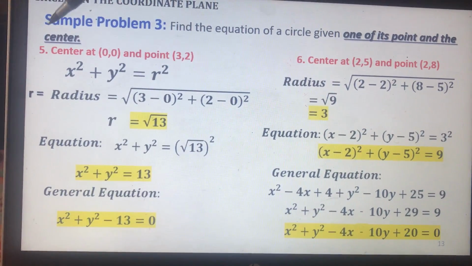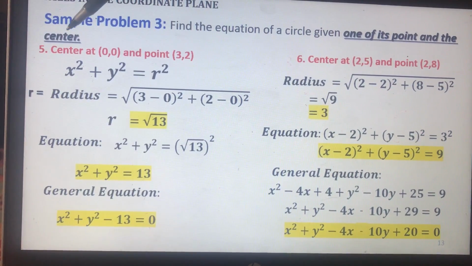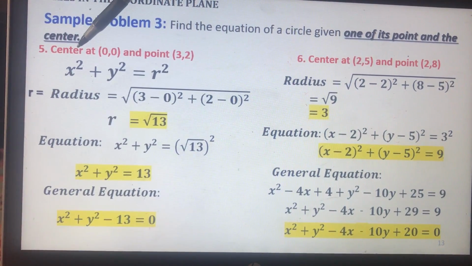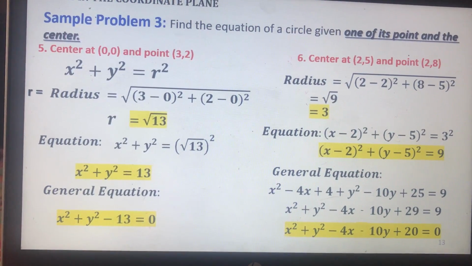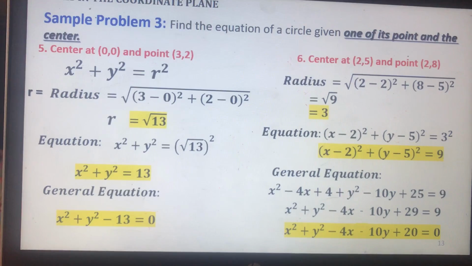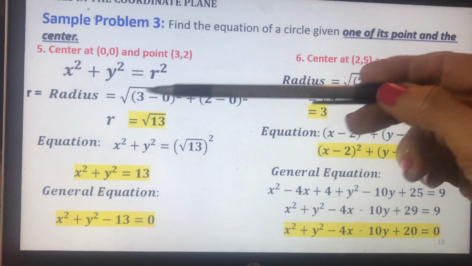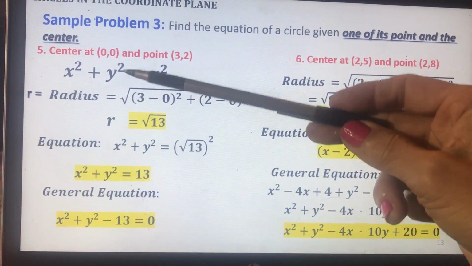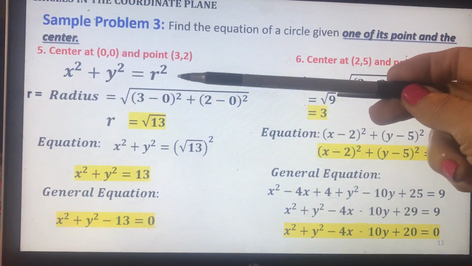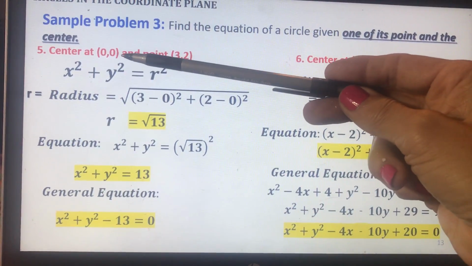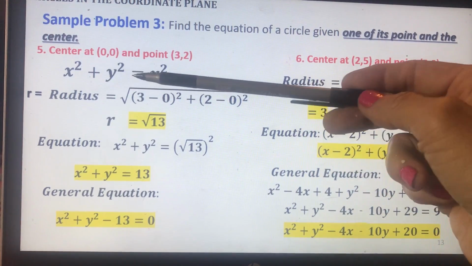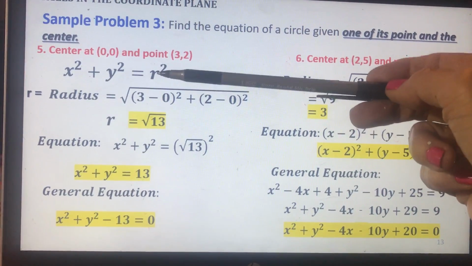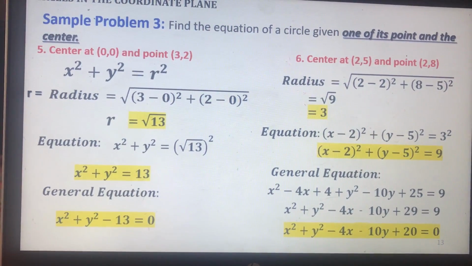So in part 5 of sample problem number 3, we have that the center of the circle is located at (0, 0), and one of its points is (3, 2). Now, using the equation of the circle, we have x squared plus y squared, since we're using this form because the center is located at (0, 0). Remember that. So x squared plus y squared equals r squared.